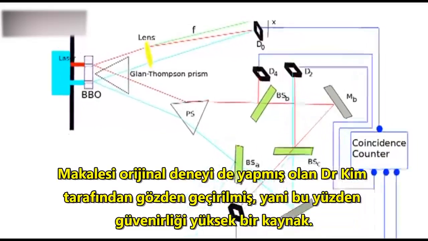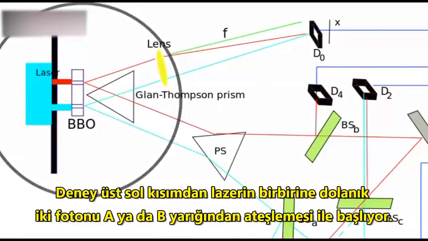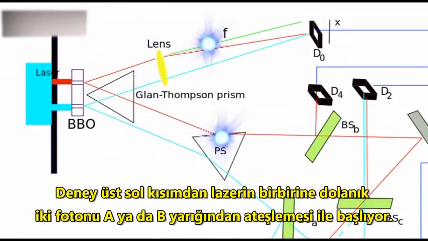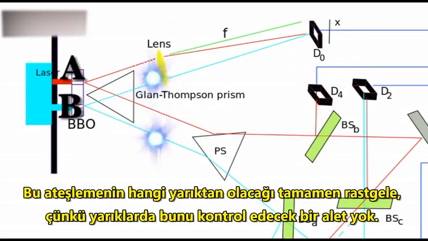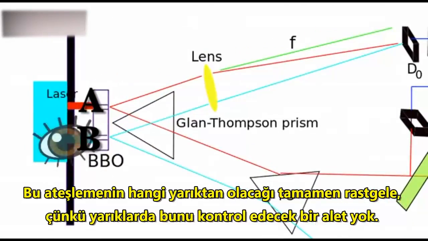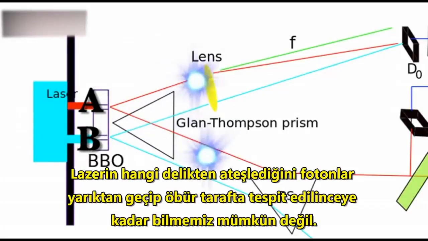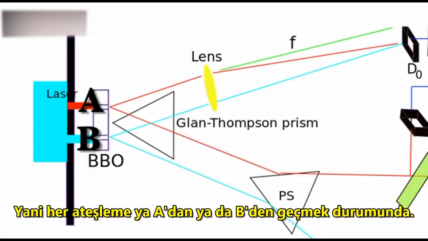The experiment begins in the top left corner, with the laser firing two entangled photons either through slit A or slit B. Now it is truly random which slit it will fire through, and because we have no measuring device at either slit, we cannot know which slit the laser fires through, until they pass through and are detected on the other side.